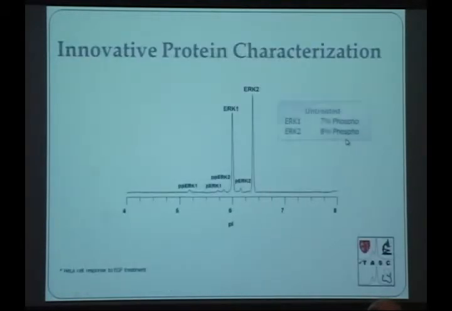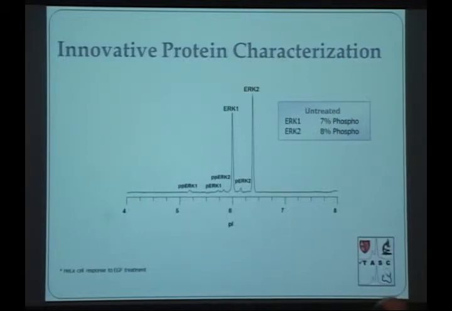So this is just a little example. Dr. Fan will elaborate on this, but let's say that you are studying the MAP kinase pathway, and this would be your typical trace that you get from the assay if you're looking at ERK. And so these are your major two peaks, ERK1 and ERK2.